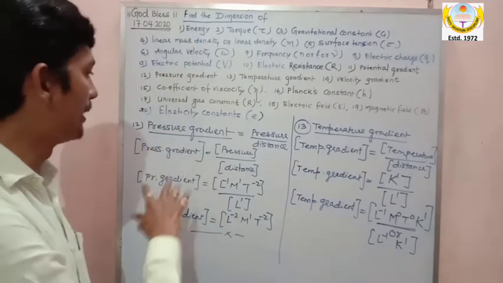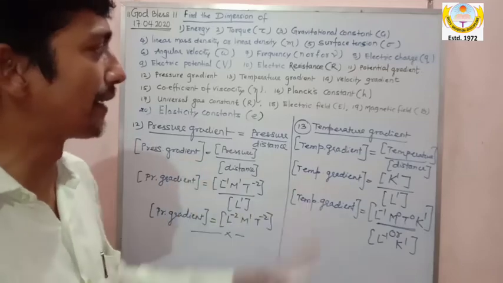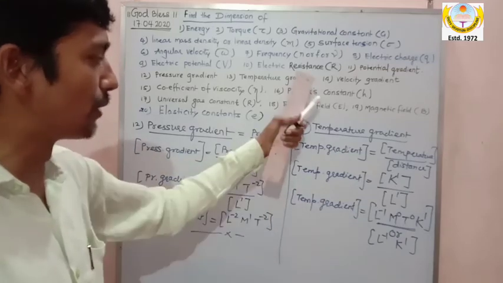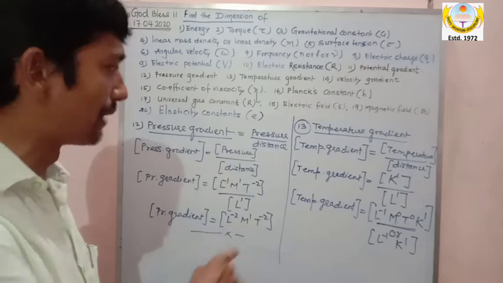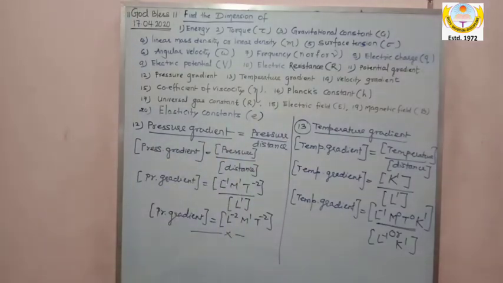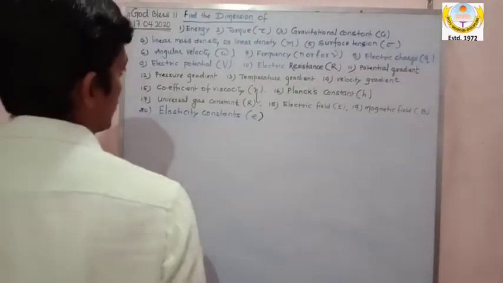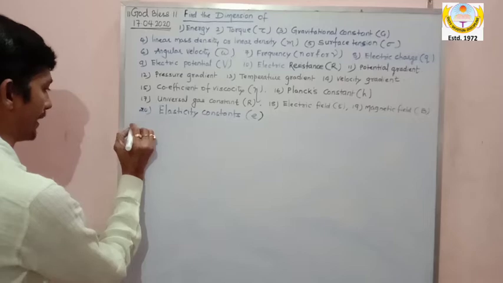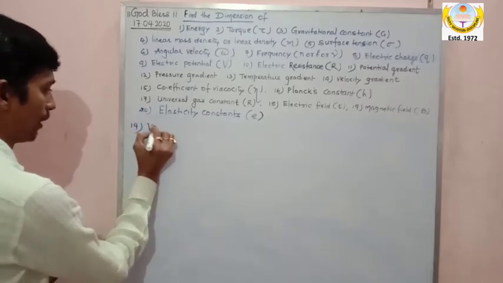So please pause the video once again. I have completed pressure gradient and temperature gradient. Now I will go for velocity gradient. Pause the video, write this too, then I will go for velocity gradient. Fast. Well, my dear, now let's go to the next physical quantity, that is velocity gradient. Quantity number 14, velocity gradient.